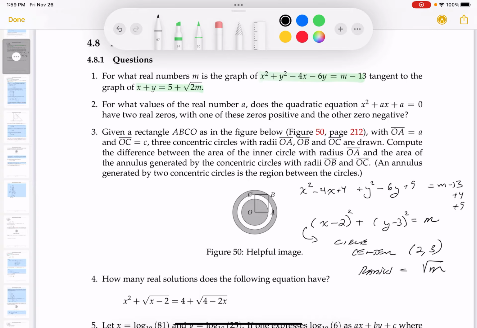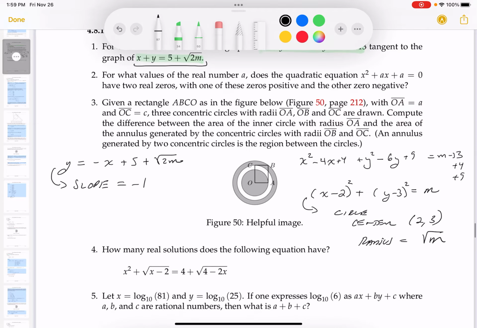Well, you know what? This thing's just a line, so all I've got to do is figure out that guy's slope. Let me write this down for you. y equals minus x plus 5 root m. I'm sorry, I made a mistake there, I apologize. It's plus 5 plus root 2m. And the slope of this line, I'm not going to use the letter m, by the way, is minus 1. So I've got troubles now.